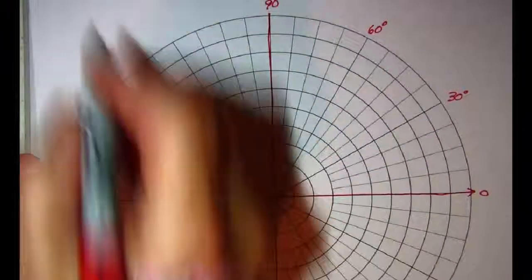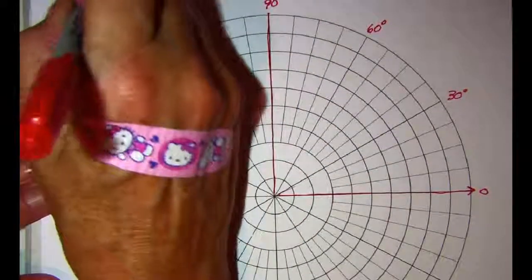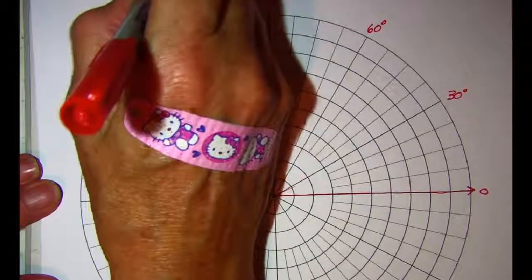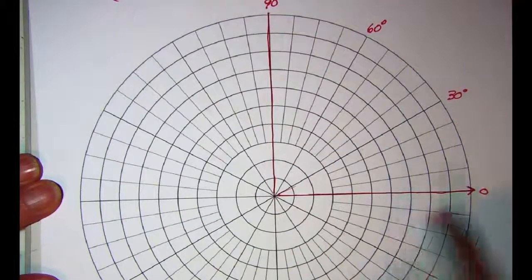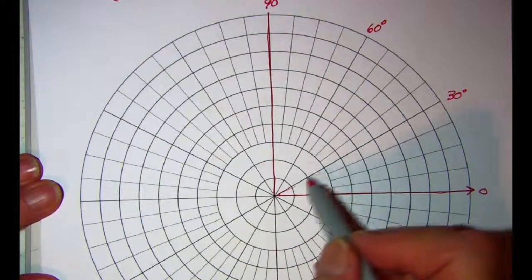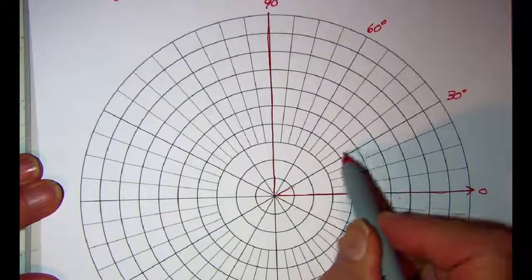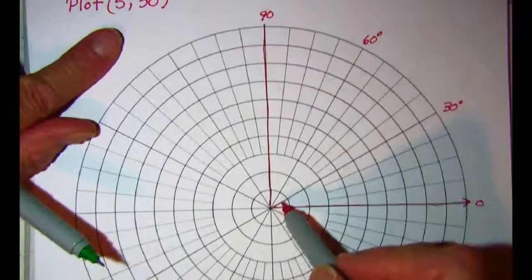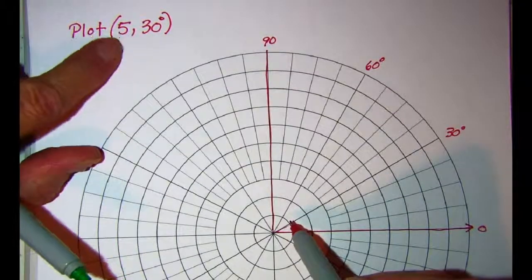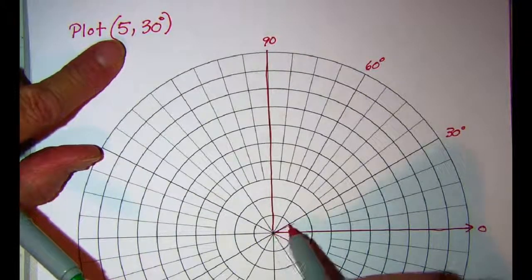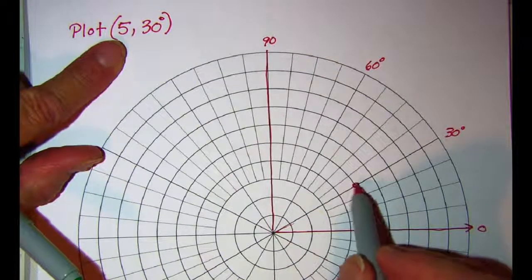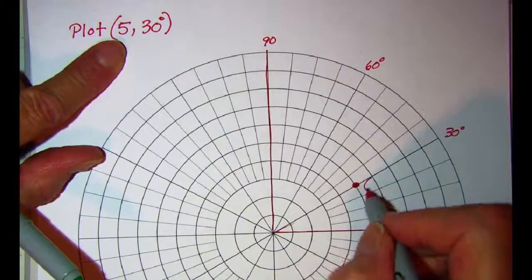If I asked you to plot (5, 30), I would need to go along this 30-degree vector right here, and my r value is a positive 5, so I'm going to go right on that vector, and there's 1, 2, 3, 4, 5. So that point is right here.